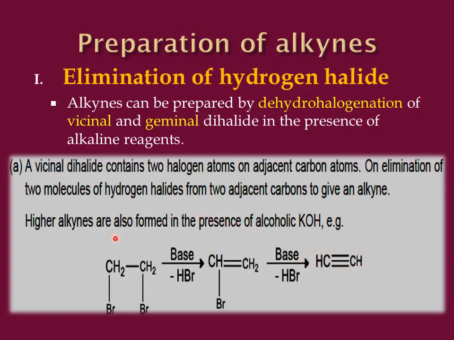Higher alkynes are also formed in the presence of alcoholic potassium hydroxide. Now you can see in the first step, a hydrogen atom from this carbon and bromine from the other is going to get eliminated to give vinyl bromide. In the second step, similar reaction is going to take place. A hydrogen from this carbon atom and bromine from the other is going to get eliminated, making a triple bond.